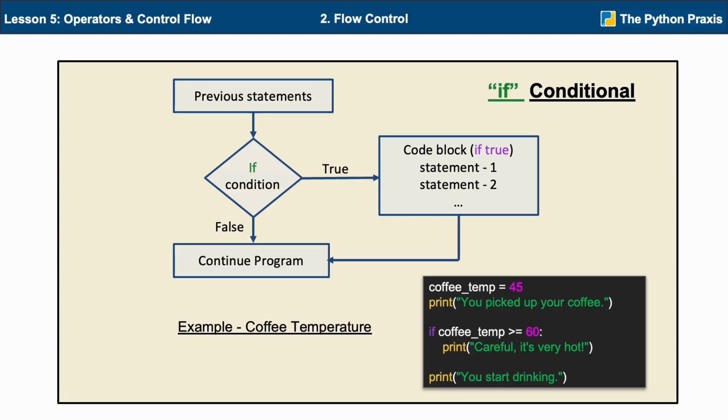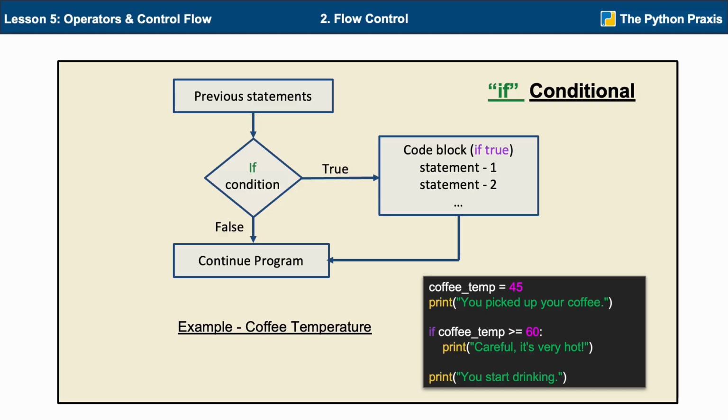This program flow diagram visually and clearly explains the if conditional. After completing the previous statements of our code, we run into a flow control point, an if condition. In case the if condition is true, the block of code to the right is executed. Statement 1, then statement 2, and so on. And then our program continues with the rest of the code. In case the if condition is false, then Python skips the block of code to the right, and the flow of our program continues with the rest of our code.